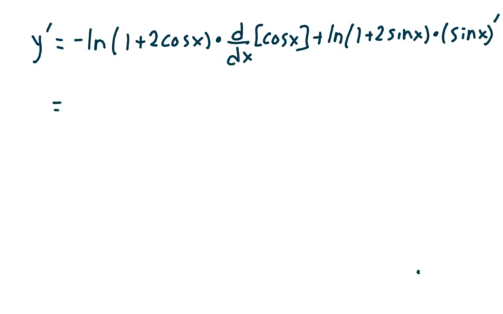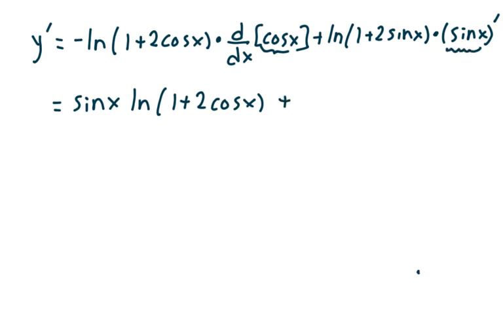And so here, the derivative of cosine of x with respect to x is negative sine x. And a negative times a negative is a positive. So this is sine of x, natural log of 1 plus 2 cosine x, plus the derivative of sine x with respect to x is cosine x. So this is cosine x, natural log of 1 plus 2 sine of x.